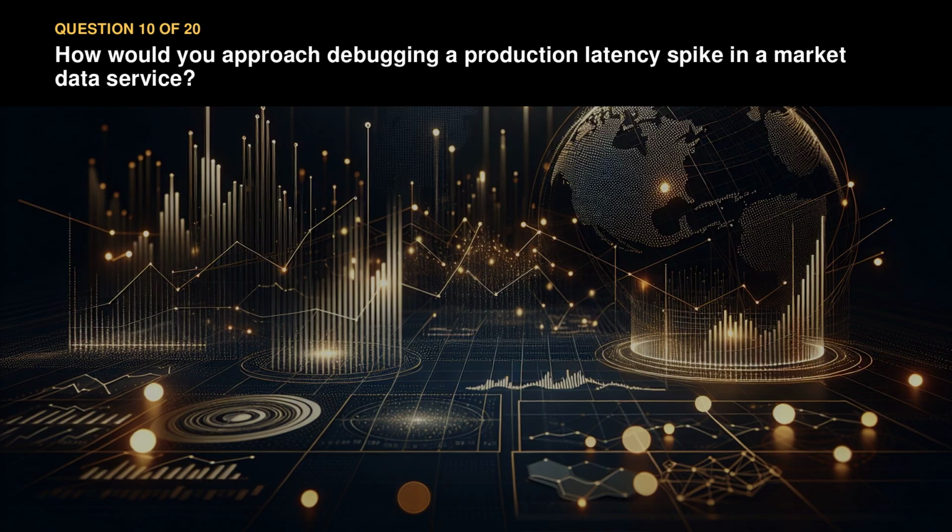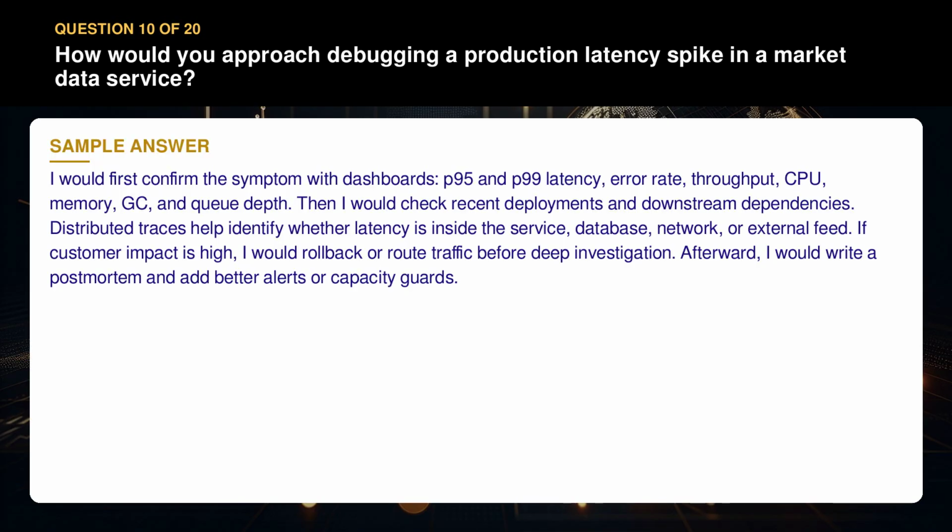Question 10. How would you approach debugging a production latency spike in a market data service? I would first confirm the symptom with dashboards, P95 and P99 latency, error rate, throughput, CPU, memory, GC, and queue depth. Then I would check recent deployments and downstream dependencies. Distributed traces help identify whether latency is inside the service, database, network, or external feed. If customer impact is high, I would roll back or route traffic before deep investigation. Afterward, I would write a postmortem and add better alerts or capacity guards.